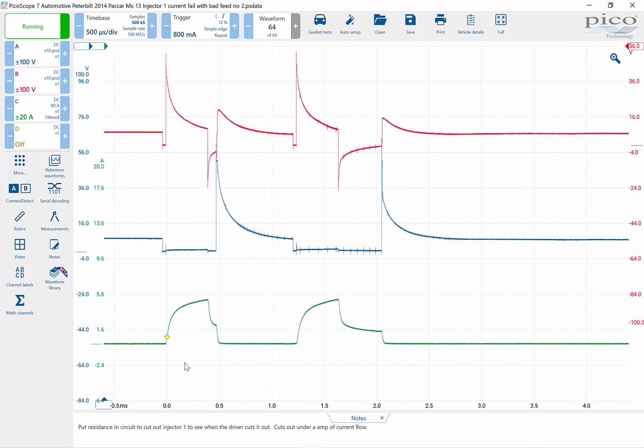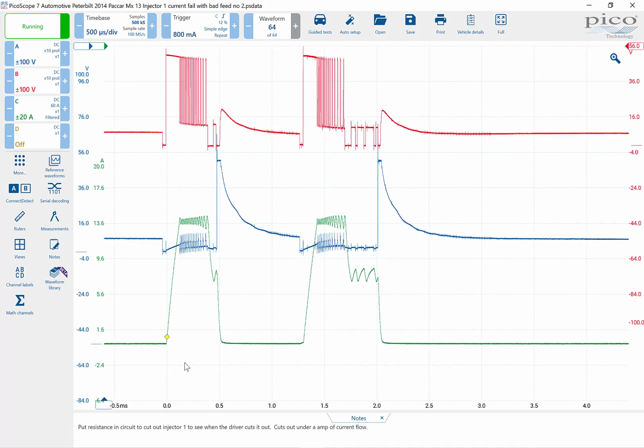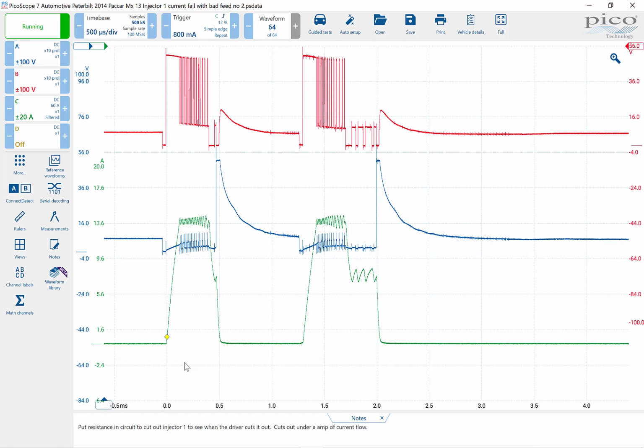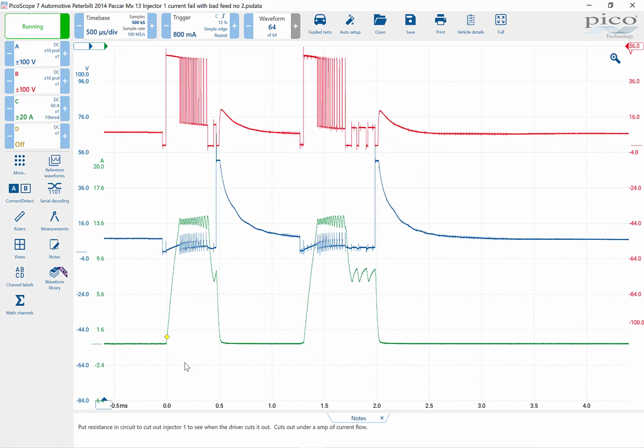Okay. So now it's smoothed back out. And then as you can see at the top, on the red my positive, I've got the initial turn on, the dump from the capacitor bank, then the computer pulses it real quick and works kind of like a peak and hold style injector. Okay? So that's the difference between the two, and that's what you have to look at.